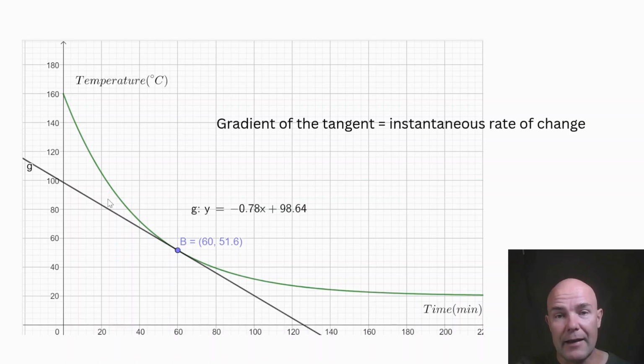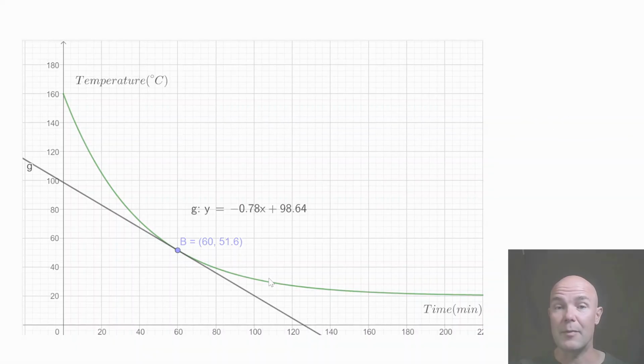So the temperature of this cake is dropping 0.78 degrees per minute when time is 60 minutes. And this is actually what differentiation is all about. We are trying to find the values of the gradient of a tangent drawn to a curve, because this gradient will give us the value of how fast the values of a certain curve are changing. And that's what differentiation is all about.